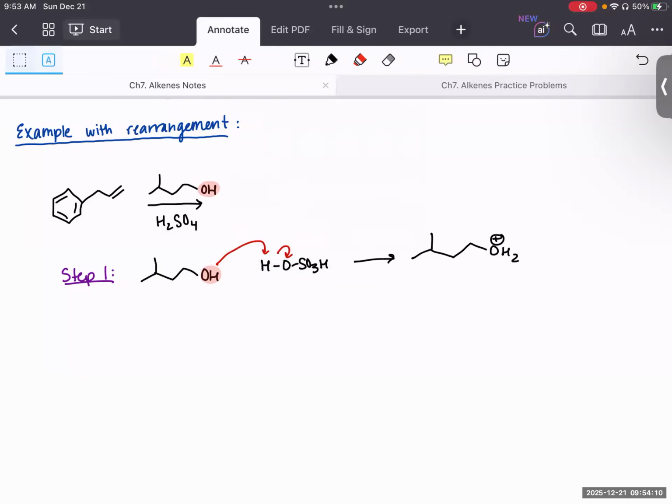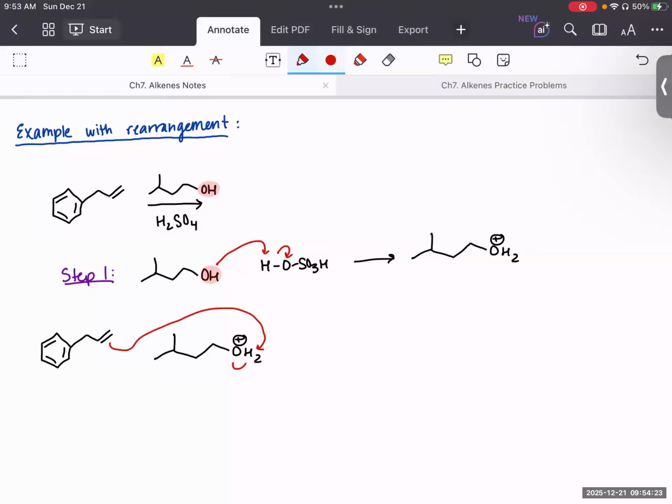Next, we can take our starting molecule and react it with that one, where we pick up a hydrogen and protonate that alkene. And so here we're going to put that carbocation on that secondary position, and that hydrogen goes to the outside.